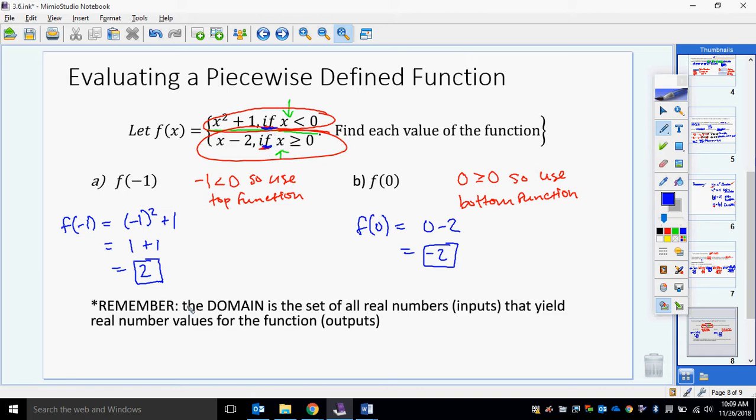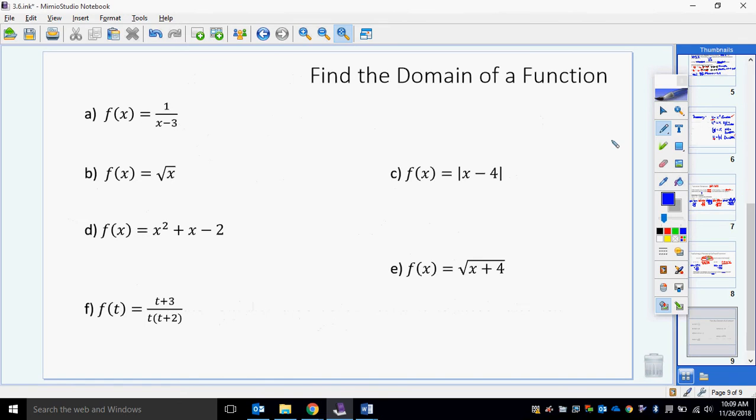Okay, remember that domain is a set of inputs, and range is a set of outputs. Domains can have some restrictions, right? We can't always just plug in any number for x. Sometimes there are cases where we aren't able to plug in a certain x. So for instance, look at part A. It says f of x equals 1 over x minus 3.